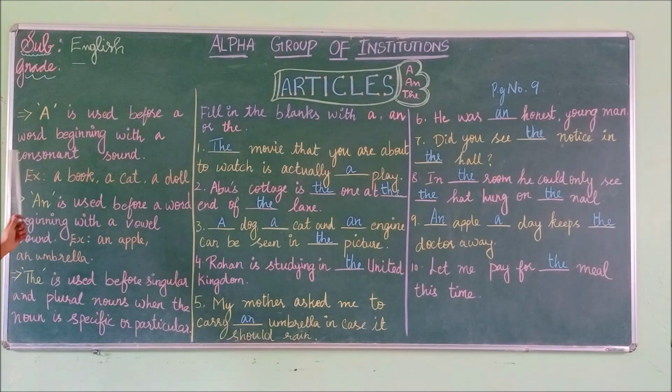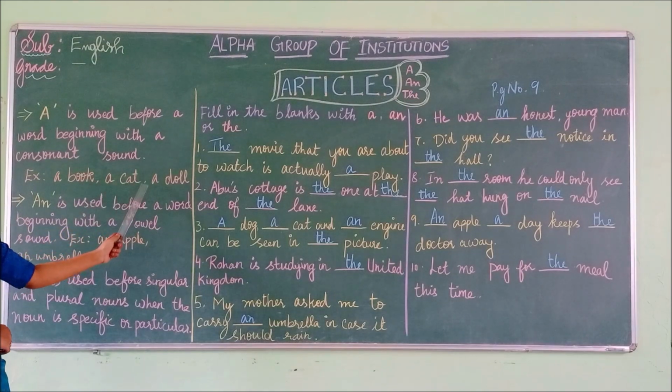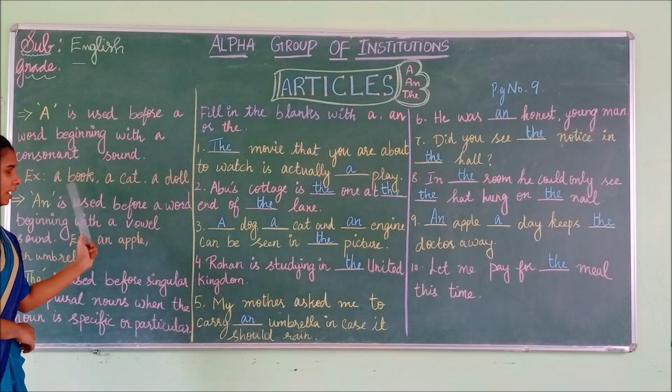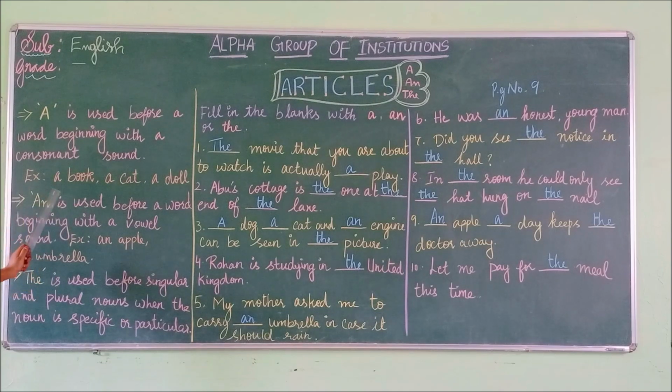For example, a book, a cat, a dog. What are the examples? A book. So it's a consonant sound. So a book, a cat, a dog. Book, cat, dog, all these have consonant sounds. So a is used in front of consonant sounds. Next we have an. Article an is used before a word beginning with a vowel sound. So where do we use an? An is used before a word beginning with a vowel sound.